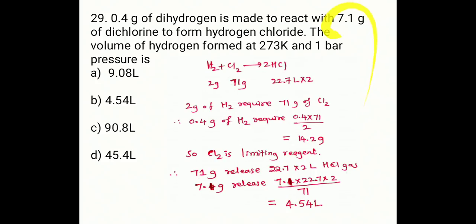14.2 is required, but given is 7.1, so definitely Cl2 is the limiting reagent. Now 71 gram releases 22.7 liters, so 7.1 gram releases how much? That is the answer, 4.54 liter. So the answer for this question is B.